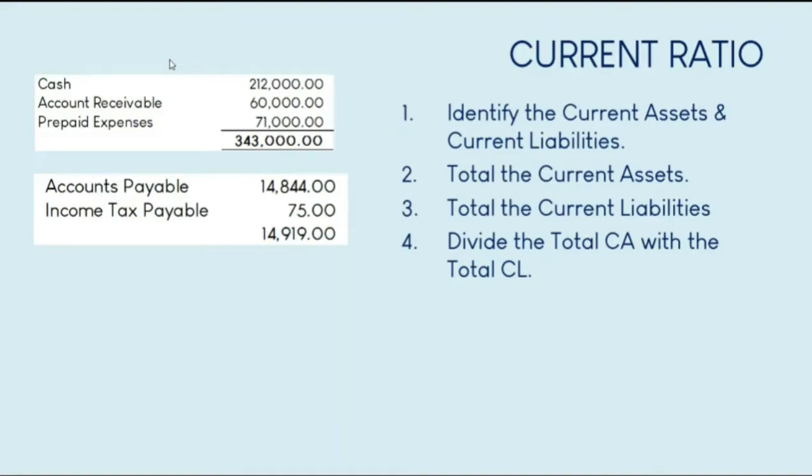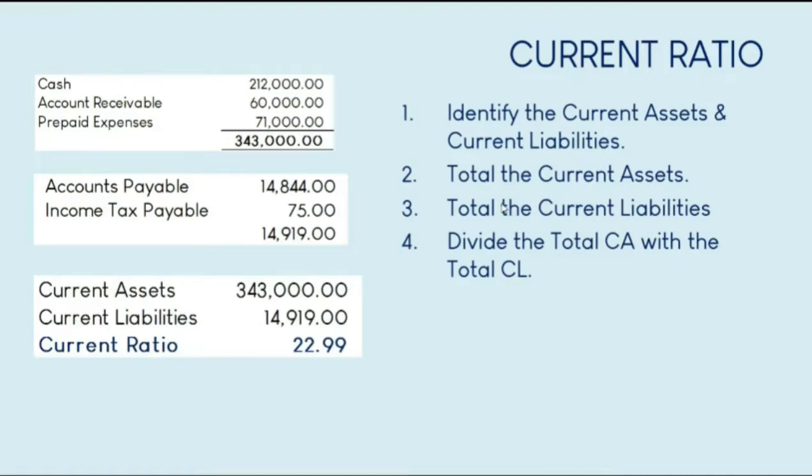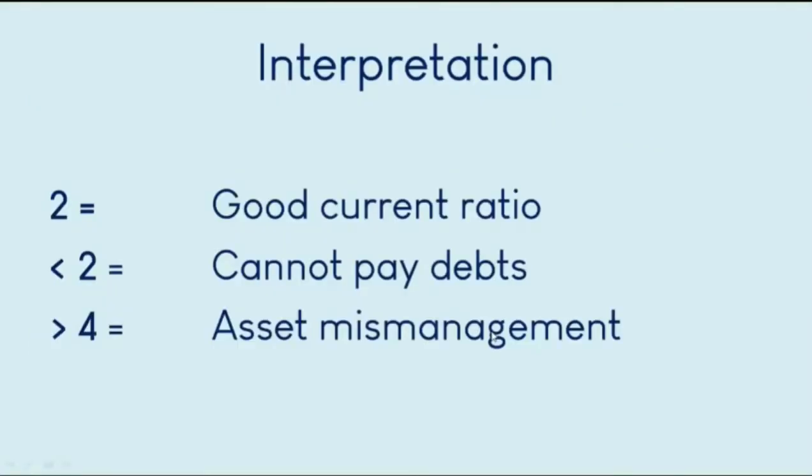Do you have the value? 22.99, sir. It's 23. Okay, 23. The value is actually 22.99. So what does the current ratio mean, this 22.99, for the business? That means that with the current assets that we have, we could pay our current liabilities 22.99 times before we deplete our current assets. So we interpret that as 2 if it's a good current ratio.